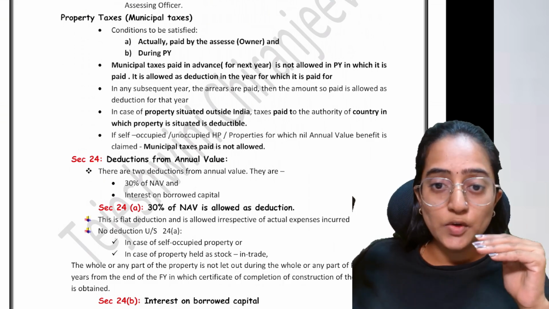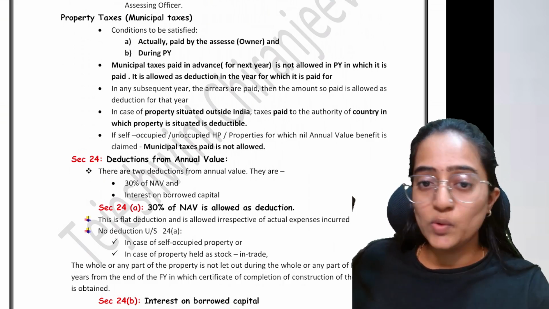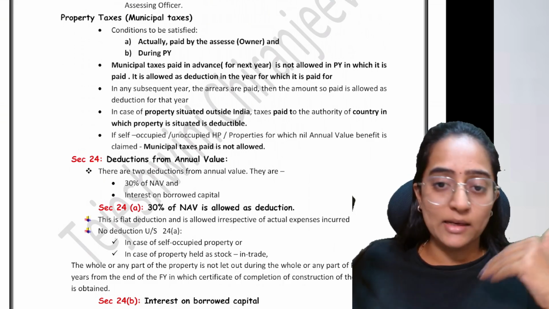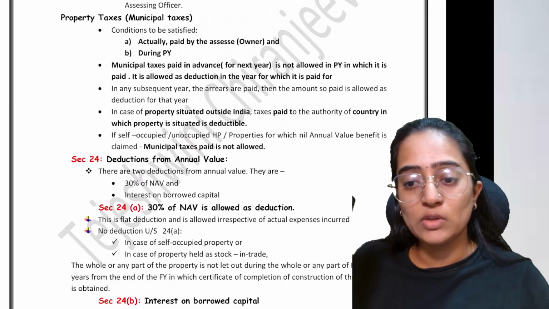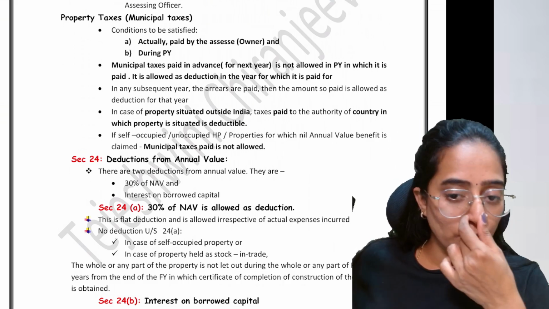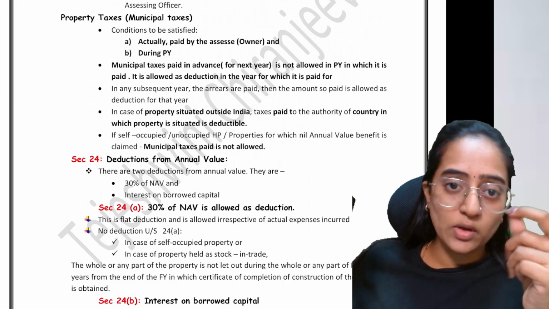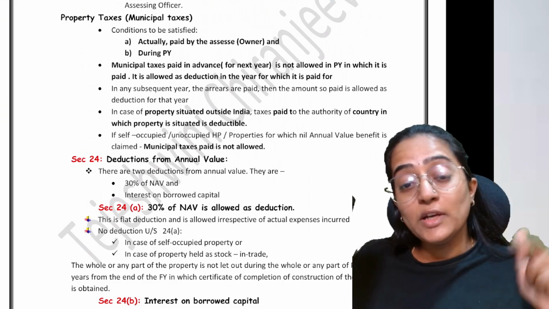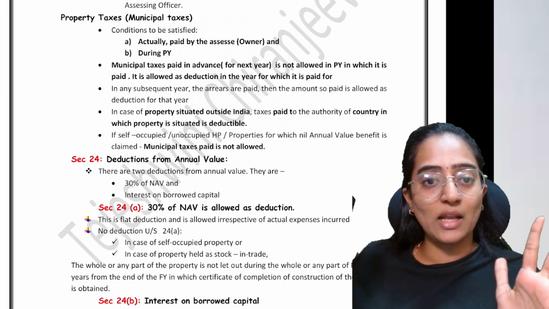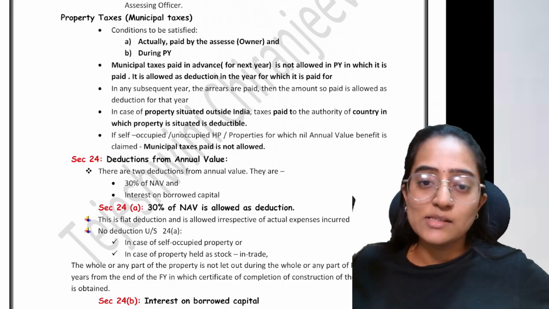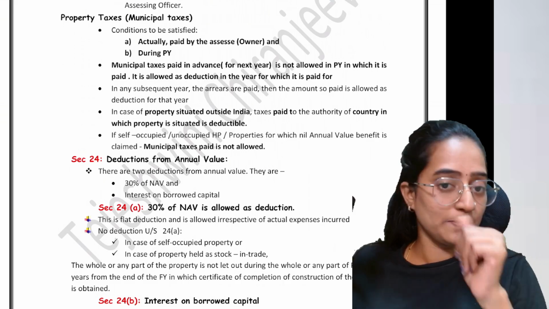Suppose you have paid the arrears. For the last 2 years, you had some municipal arrears you did not pay, and now you wish to pay. Can you do that? Yes, absolutely, you can do that. Whatever you have paid during the PY, it might be for 1 year, 2 years, 5 years or 10 years, the entire thing you can take as a deduction. It should be actually paid.